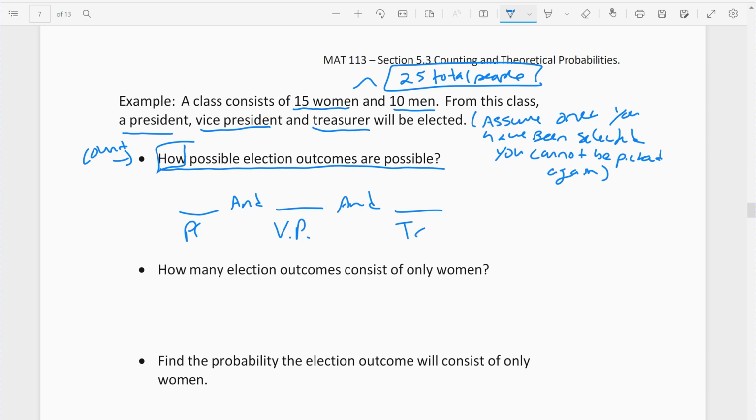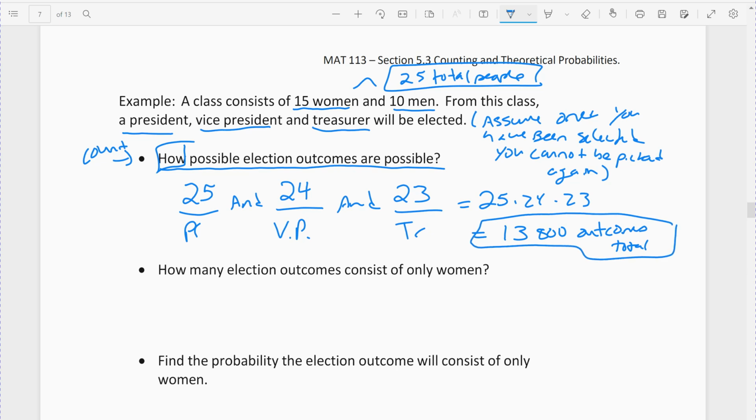We'll pick president first because that's the most important one. Out of all the people, there were 25 choices for president. Then we're going to pick a VP. We've already picked the president, so there's only 24 left for the VP. Now we've picked 2, and so there's only 23 left for the treasurer. Remember, the word and means we multiply. It's 25 times 24 times 23, and that's a grand total of 13,800 outcomes. This is important because we do need to know the total: if we ever go to probability, that's the total number of outcomes.